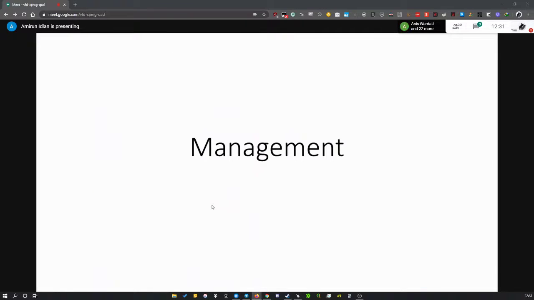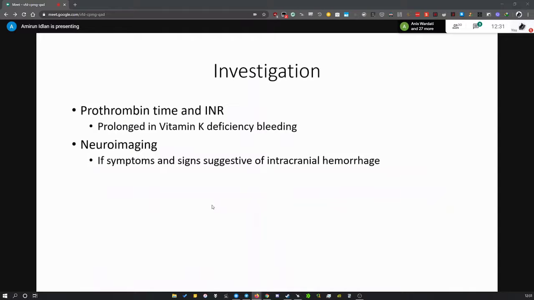Okay. For the management part, for the investigation, the most important thing is the coagulation profile. What we need to know is the prothrombin time and also INR. There will be an increase in prothrombin time, in factor 2. And we must also remember how to differentiate it from neonatal thrombocytopenia. The platelet count in vitamin K deficiency bleeding will be normal. And after the bleeding, when we give vitamin K, usually the prothrombin time will return to normal. And then neuroimaging, if we suspect any intracranial hemorrhage in the newborn.